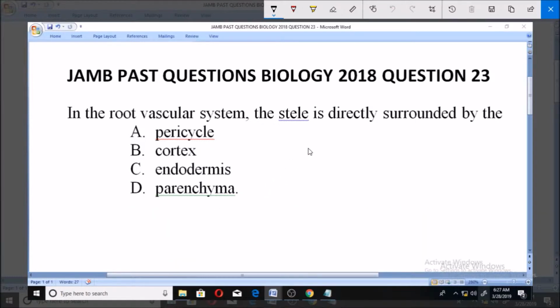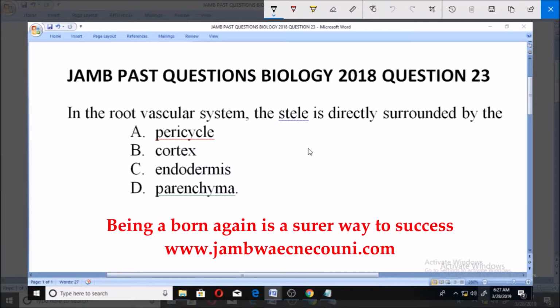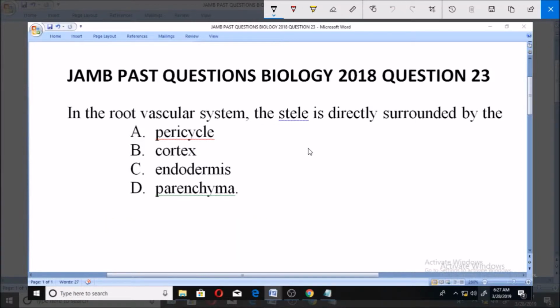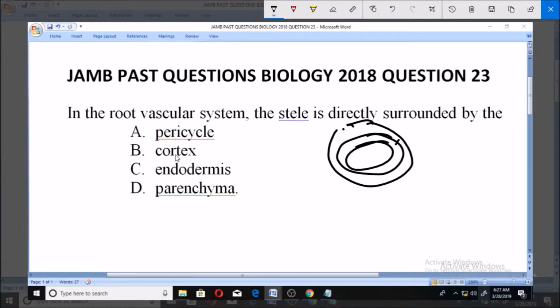Now, the root vascular system of plants has the stele, which is directly surrounded by the cortex. So when you have your diagram of the root vascular system, you understand, you're going to find out that the cortex is actually what surrounds the stele.